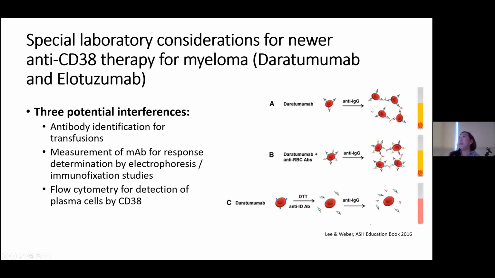So the anti-CD38 drug will bind to the red cells, and if you add the anti-human globulin for antibody identification, it will agglutinate the red cells, resulting in pan-reactivity of your antibody panel. It can also interfere with your SPEP, as well as flow cytometry for detection of plasma cells by CD38 gating.